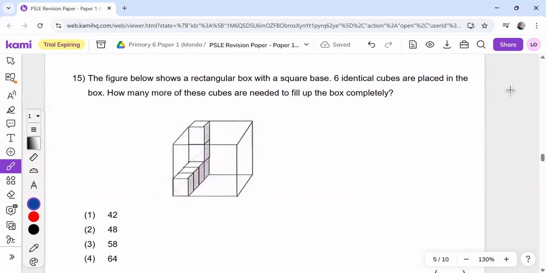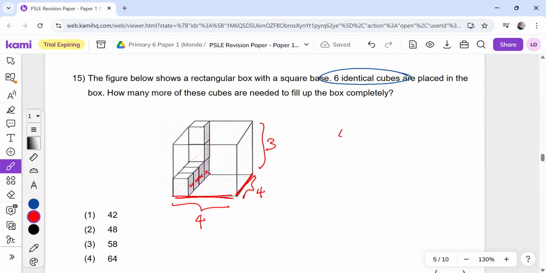Question 15. I hope you got this. You know how to do this. How many more cubes are needed to fill the box? Inside already got 6 cubes. You will need to find the maximum number of cubes that can fill the box. And this is a square base. So this side we don't know how many cubes, but this side, do we know how many? One, two, three, four. So there are four cubes here, four cubes here, then the height must be three.